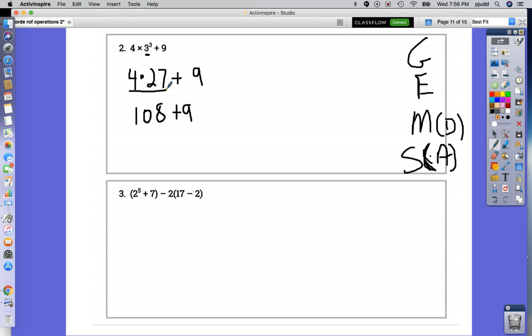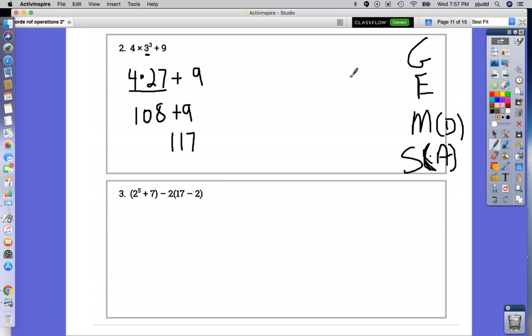Okay, so I multiplied. Here is my product. I bring down the 9. 108 plus 9 is 117. And I have my answer. Hopefully you get the same one. Now let's take a look at this next one. Again, I have a set of parentheses. I also have an exponent in here. And I have subtraction. And I have 2 times 17 subtract 2.